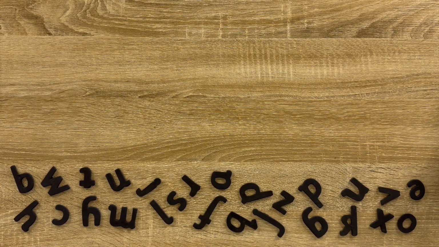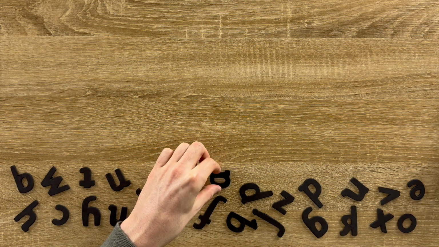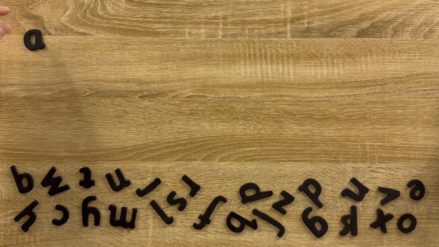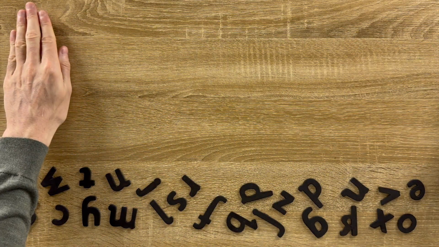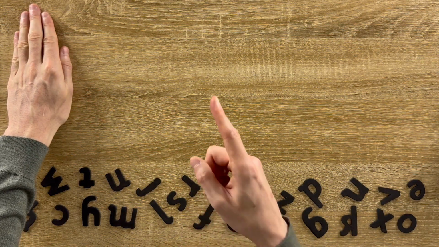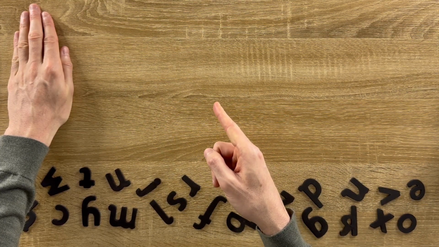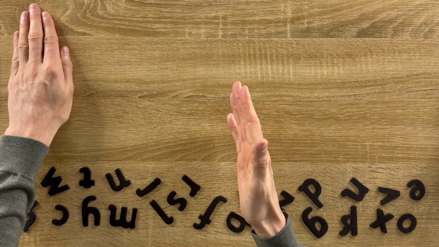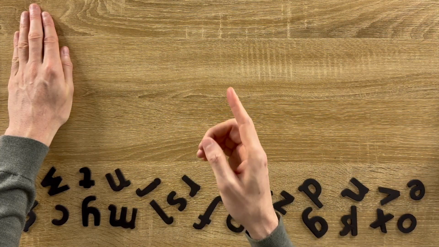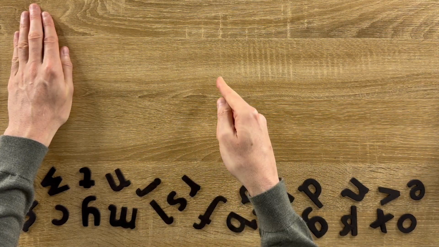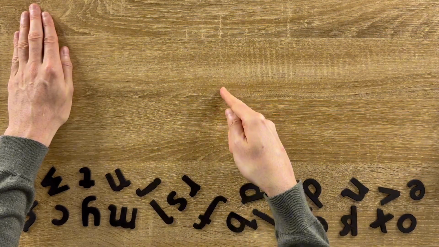So the first letter of the English alphabet is the letter A. So I'm going to look for the letter A. Okay, here it is. I'm going to pop it over here. Now, every time I put a letter down, I'm going to cover it up, and then with my other hand, I'm going to trace that letter on the desk. Now, I'm right-handed. I write with my right hand, so I'm going to use my right hand rather than my left. And I'm going to trace the letter A.